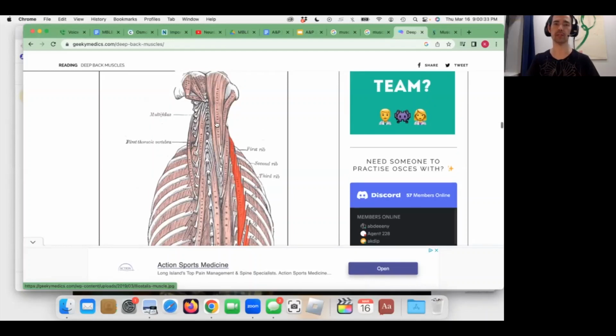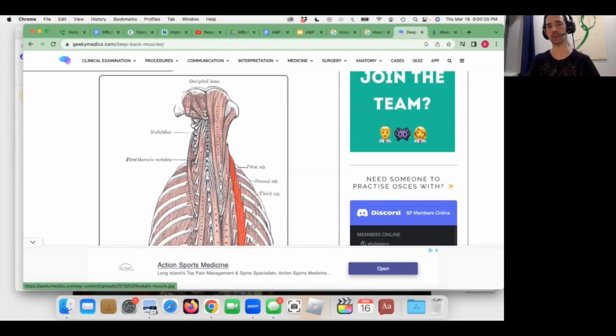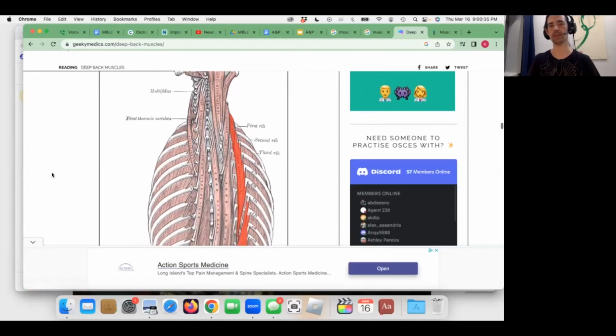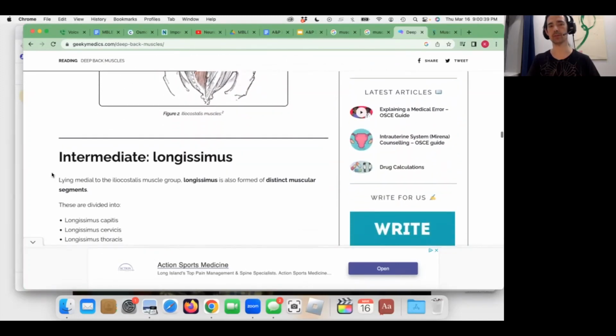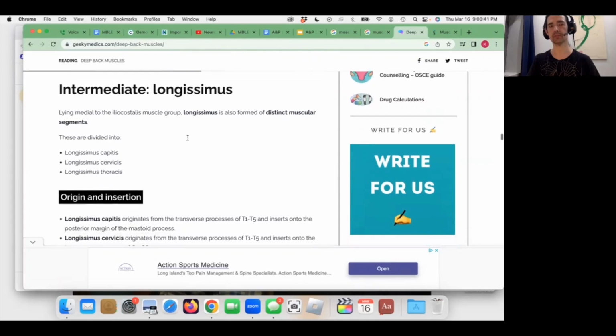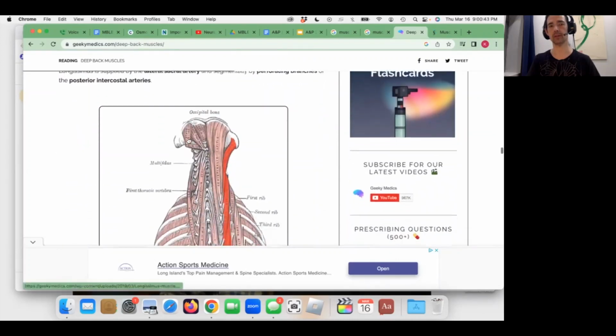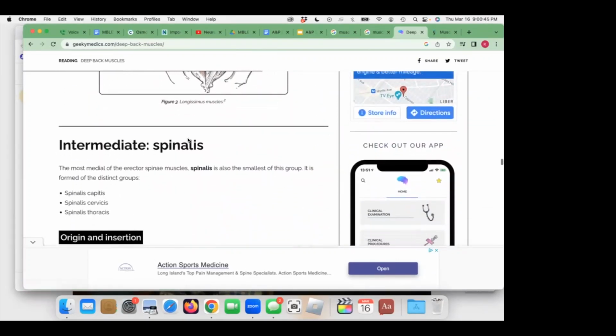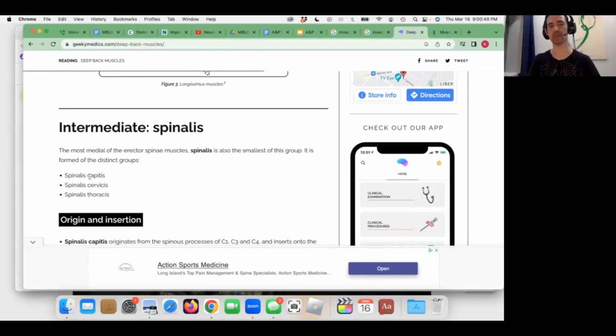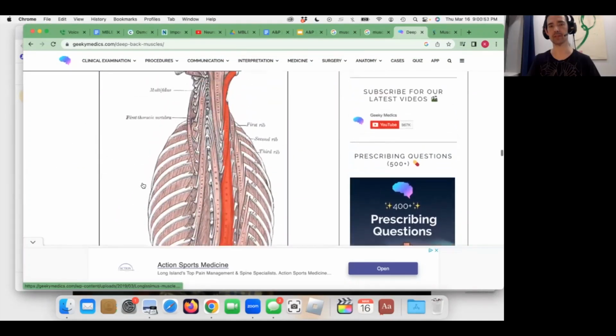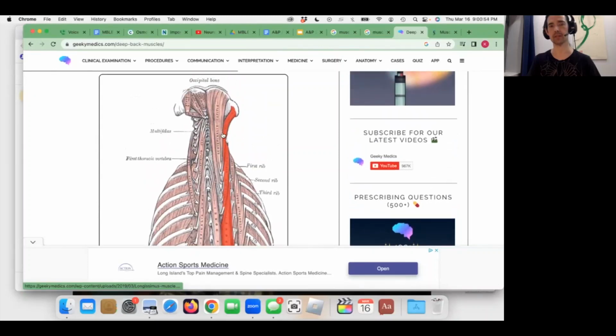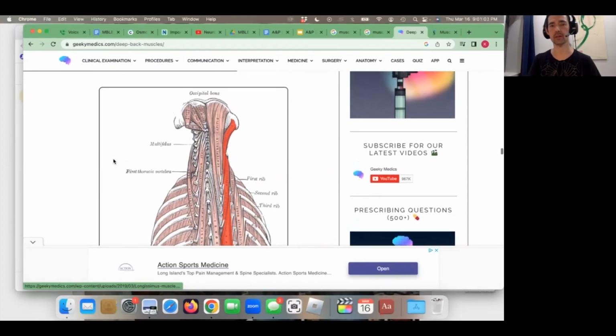This is from Gray's Anatomy. This is like the oldest anatomy that we have on file, and I think that might be not so useful. The longissimus. And then the spinalis muscles: spinalis capitis, cervicis, and thoracis.